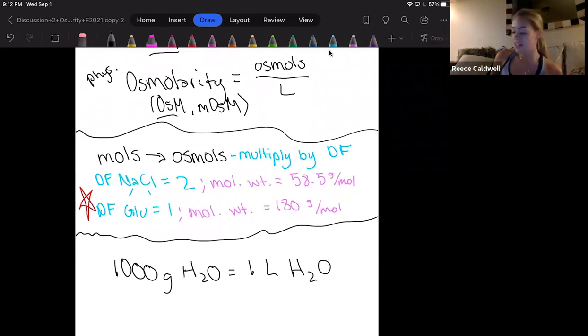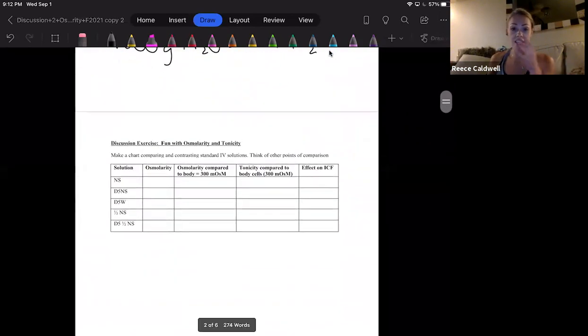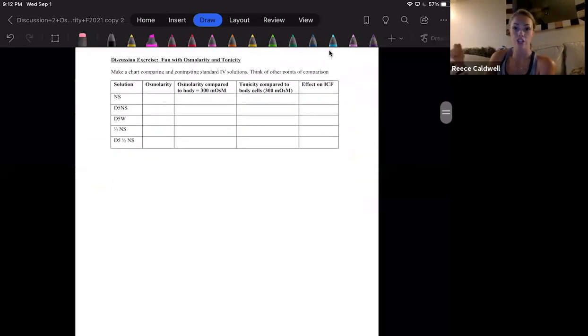All right, so let's go ahead and hop on into the actual worksheet. Here we're going to be having some fun with osmolarity and tonicity. So let's knock this out. What we're going to be doing is looking at different solutions and their osmolarity, so the amount of milliosmoles in them, because we can see right here, Dr.